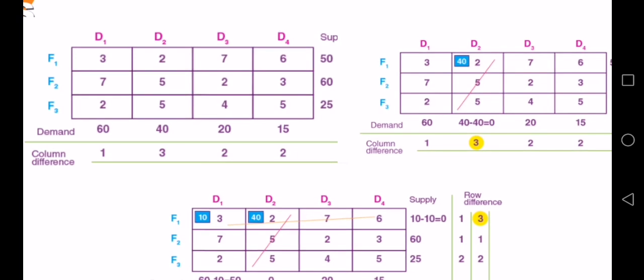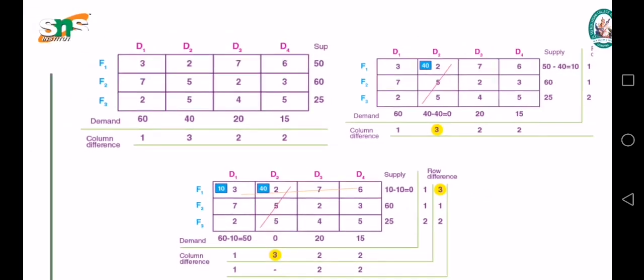First we take the difference between the two minimum numbers in the first row, that is 3, 2, difference is 1, and the second row 2, 3, difference is 1, third row F3 2, 4, difference is 2, and for the columns we get 3, 2, 1 and 2, 5, 3 and 2, 4, 2, 3, 5, 2.